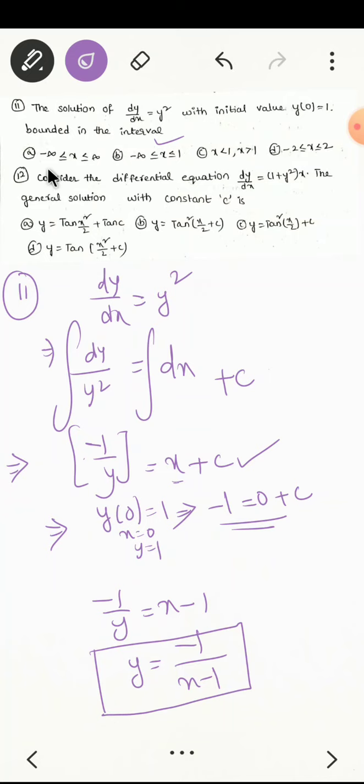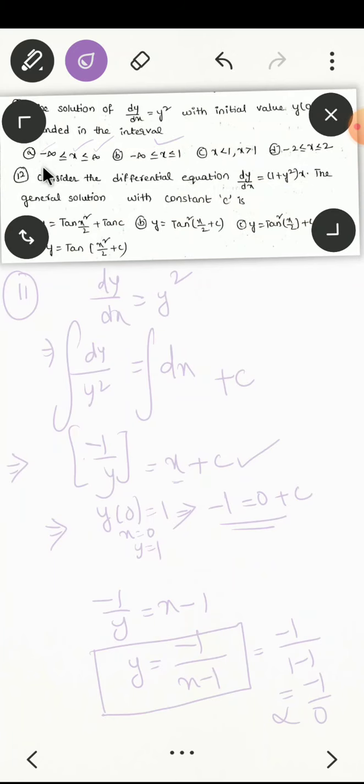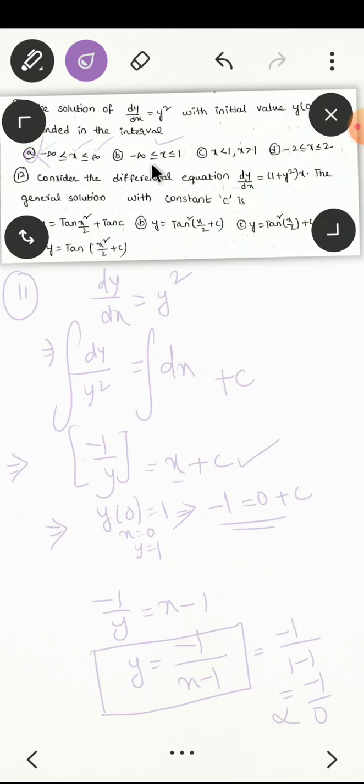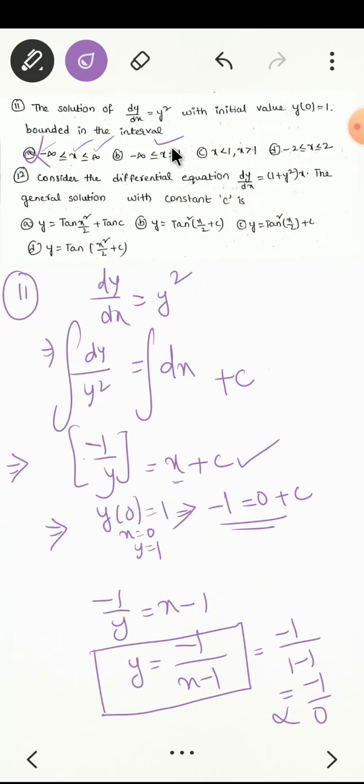If you check here, x can be any value between minus infinity to infinity. If I substitute 1 here, minus 1 by 1 minus 1 will become minus 1 by 0, and you don't get a solution. So x should not range from minus infinity to infinity, because in that interval there is 1 also. So this option cannot be the correct answer. Here, minus infinity to 1. If they had said less than 1, that is fine, but they have said less than or equal to 1. If I substitute 1 again, we won't get any solution.